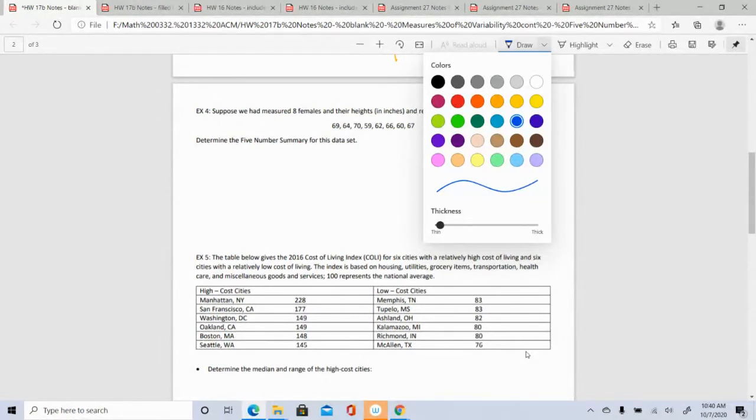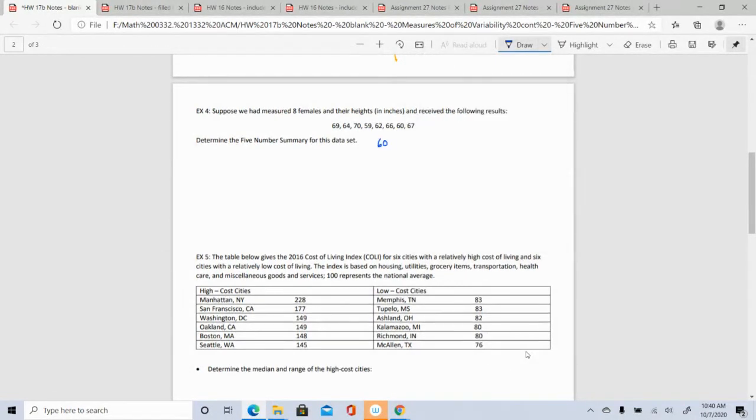Okay, so y'all help me because y'all can see better than I can. I'm thinking 60 is first. 62. 59. Oh, thank you. See, I already missed one. 59. I didn't even see that one. 60. 62. 64. 66. 67. Ooh, I'm gonna miss that one. 69 and 70.